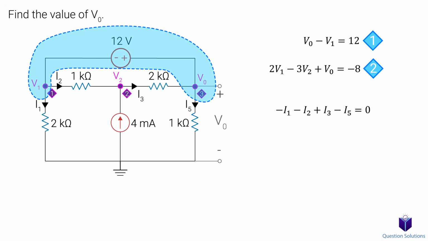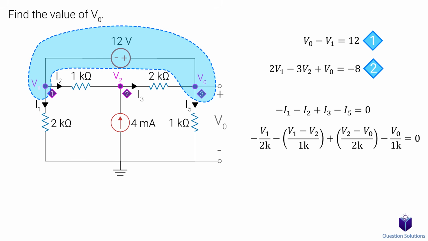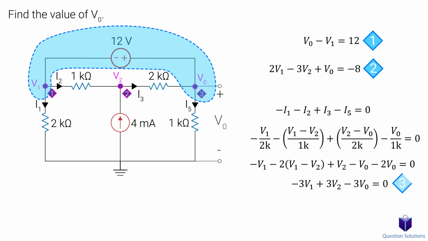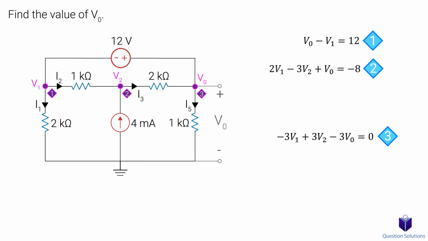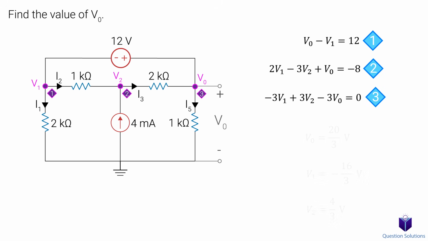Now we can write our currents in terms of node voltages. This part is the same as all of the other questions we've done so far. Let's multiply everything by 2k. Now we can simplify. This is our third equation. We can now solve the 3 equations using substitution.